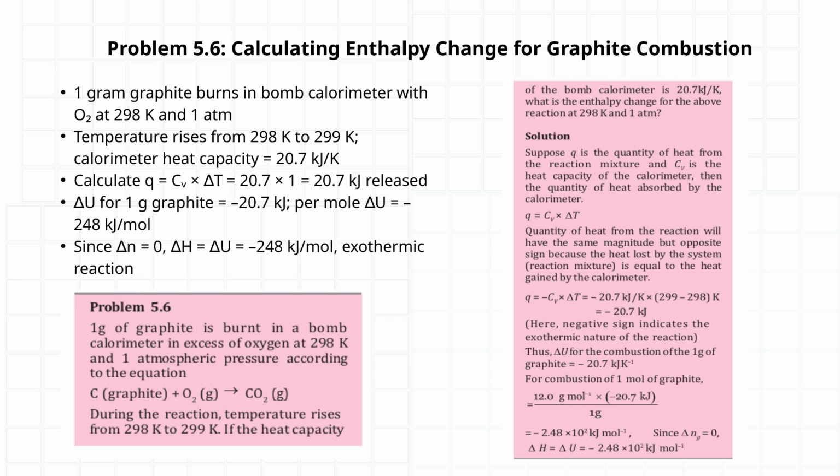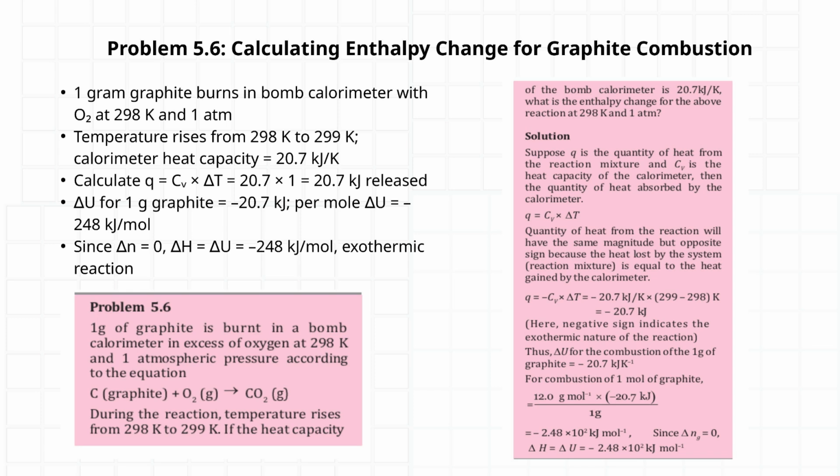Using the formula Q equals C subscript V times delta T, we find the heat absorbed by the calorimeter is 20.7 times 1 equals 20.7 kilojoules. Since the calorimeter absorbs heat released by the reaction, the system loses 20.7 kilojoules, so delta U equals minus 20.7 kilojoules for the gram of graphite burned.